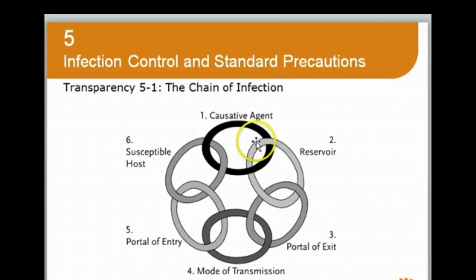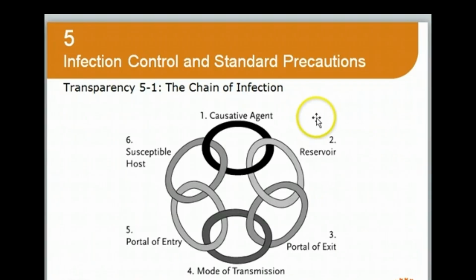So this is the chain of infection, and you need all of these pieces in order for completion of this cycle. And if we can interrupt this cycle at any point, this is what the infection control department in your hospital or your healthcare center is focused on, trying to interrupt the chain of infection at some point so that we prevent additional infections.